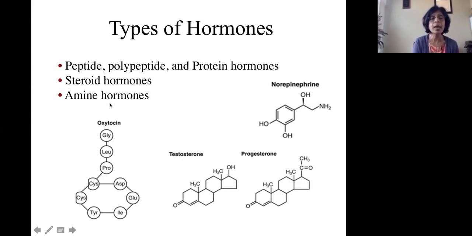So then the other group is amine hormones. Well, this stands for amino acid serving as a hormone. Amino acid tyrosine is the main one that serves as a hormone. Well, there is another amino acid, tryptophan, that could also serve as a hormone. We'll look at those examples very shortly. Here is one example shown. This is one amino acid. Now, a slight modification of tyrosine here would make it become norepinephrine.